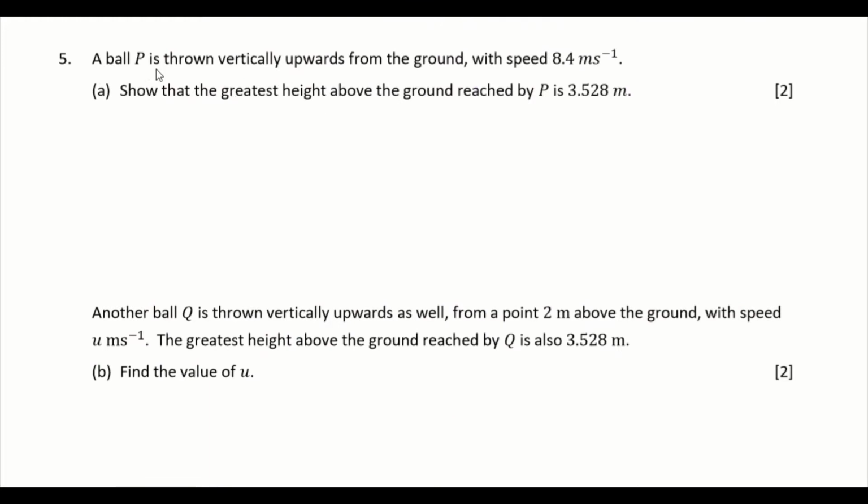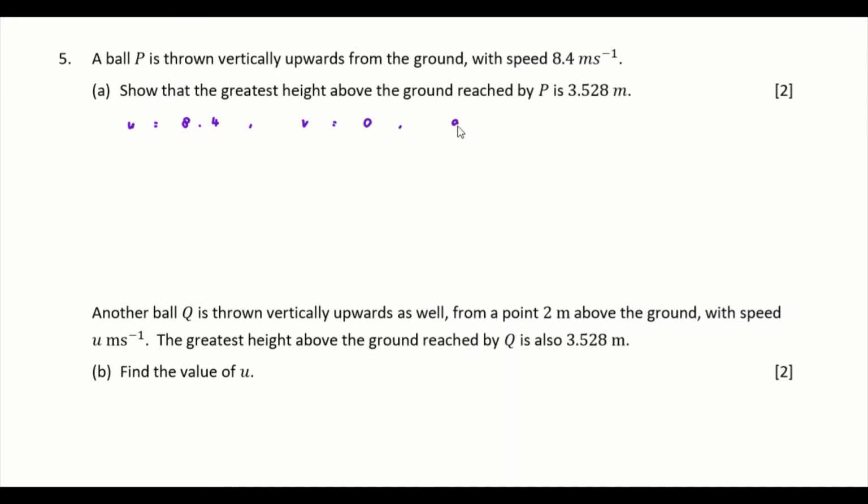Alright, number 5. A ball P is thrown vertically upwards from the ground with speed 8.4 meters per second. Okay, so this question is pretty straightforward, which means it's just a normal SUVAT question. So it's thrown vertically upwards from the ground with speed 8.4, which means the initial velocity is 8.4. Okay, so to show the greatest height, which is the maximum displacement, your final velocity is 0.